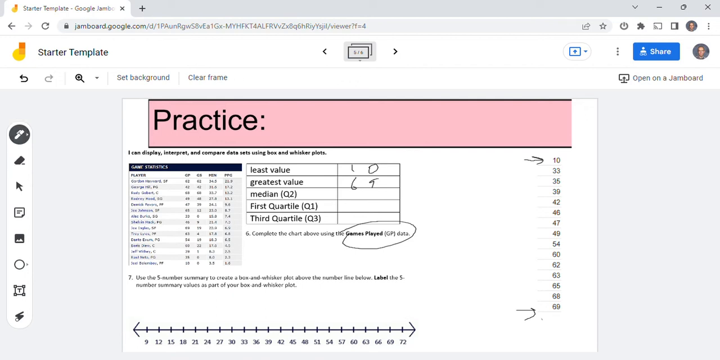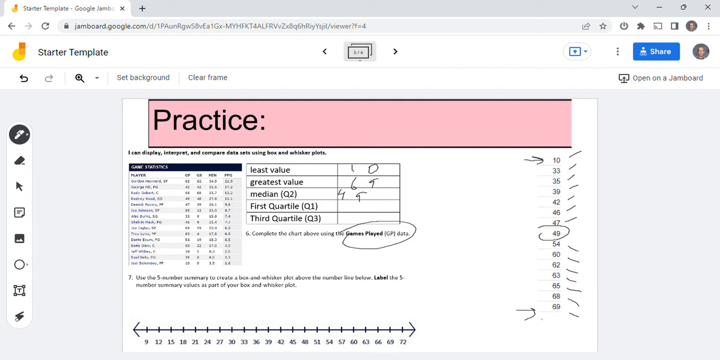All right, we need to find the median next. So we're going to go to the middle, just like we did before. We get 1, 2, 3, 4, 5, 6, 7. The middle number right there is 49. That is our median, 49.